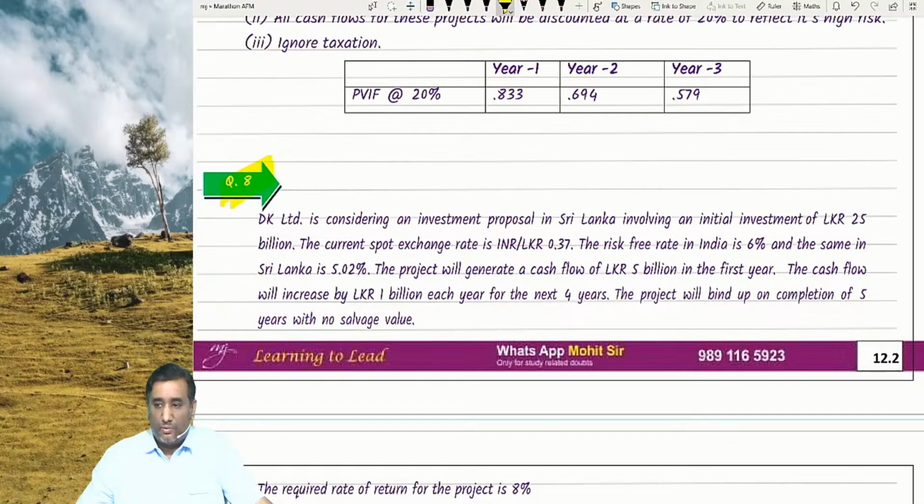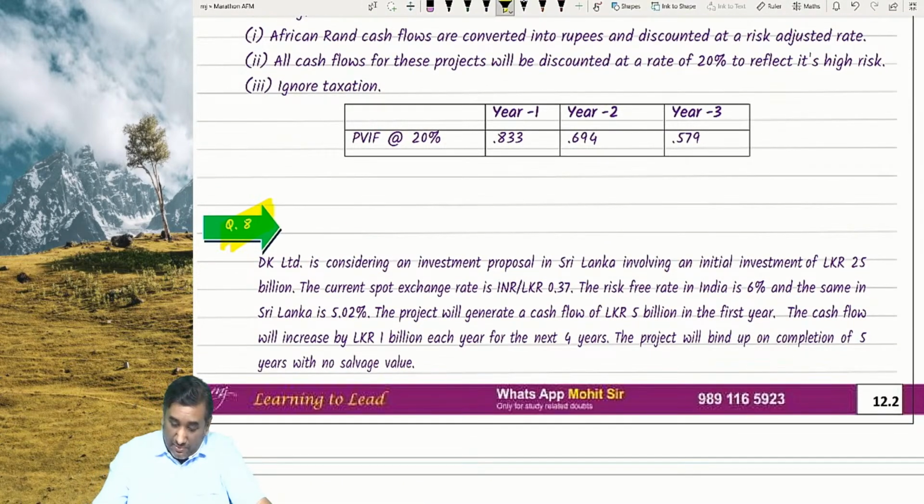Now let me read it out. DK Limited is considering an investment proposal in Sri Lanka involving an initial investment of 25 billion LKR in the Sri Lankan currency. Current spot rate is, oh my god, 1 LKR is equal to rupee point.